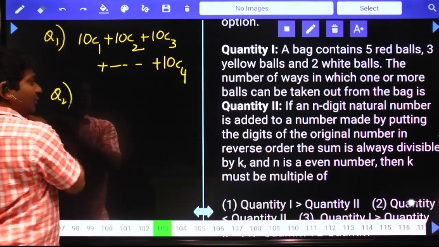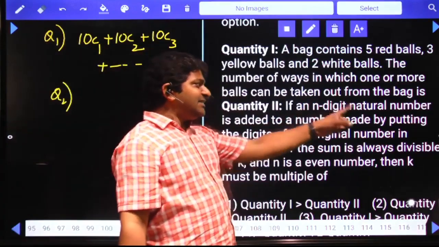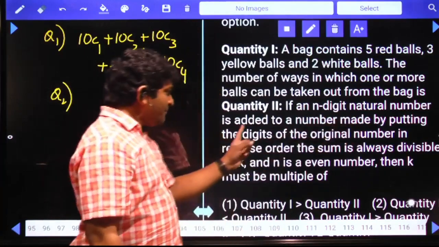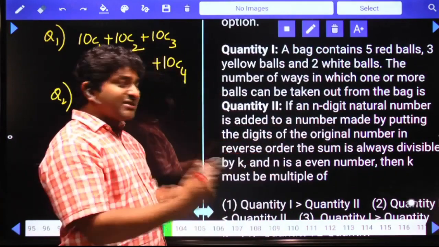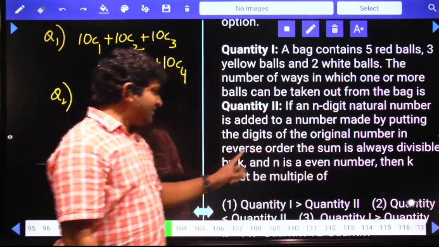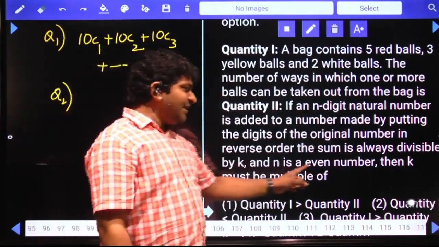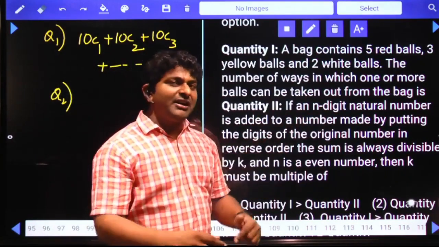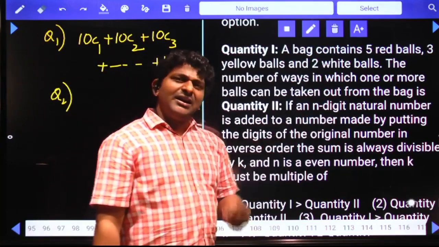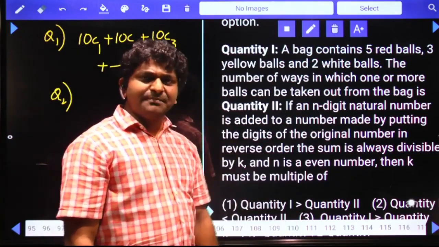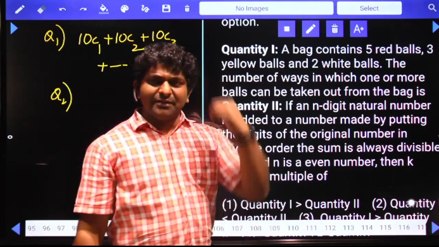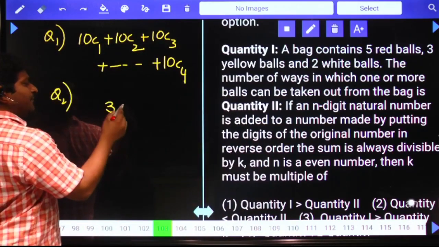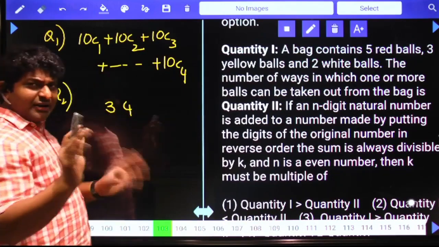Next, Q2. What is Q2? If an n-digit natural number is added to a number made by putting the digits of the original number in reverse order, the sum is always divisible by k, and n is an even number. n is even number అన్నారు కాబట్టి n digit natural number తీసుకోవాలి. ఈవెన్ నంబర్ ఆఫ్ డిజిట్స్ ఉండాలి. Let us start with a 2 digit number. లీస్ట్ నెంబర్ నుంచి స్టార్ట్ చేద్దాం. Let us start with the least number. 2 digit number. You pick any 2 digit number on your own. I will take maybe 34. Any 2 digit number you can pick.